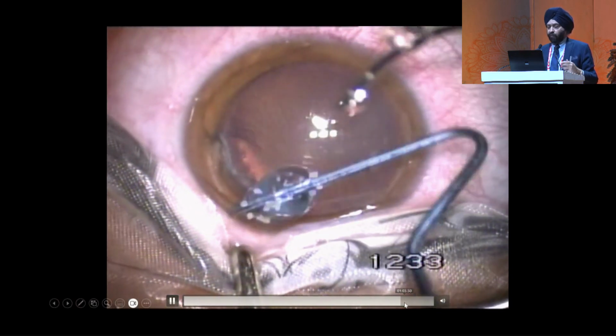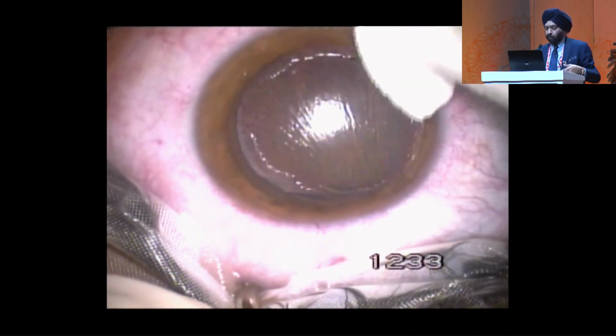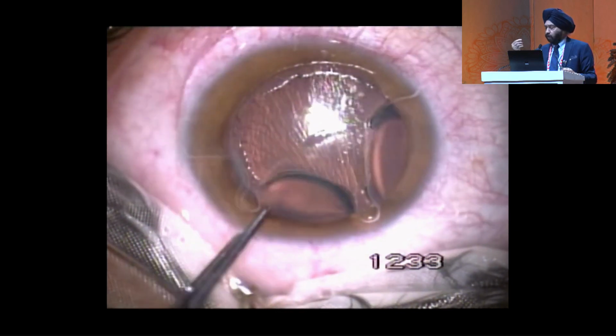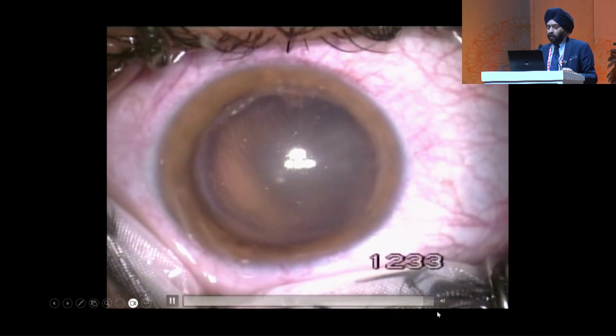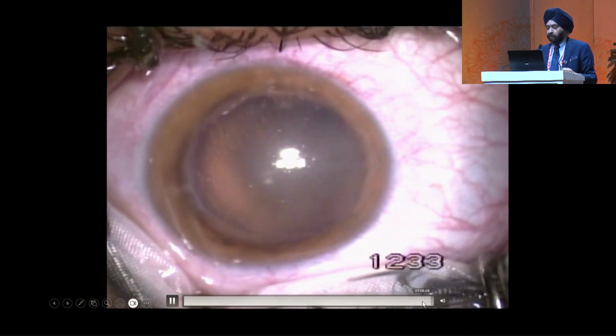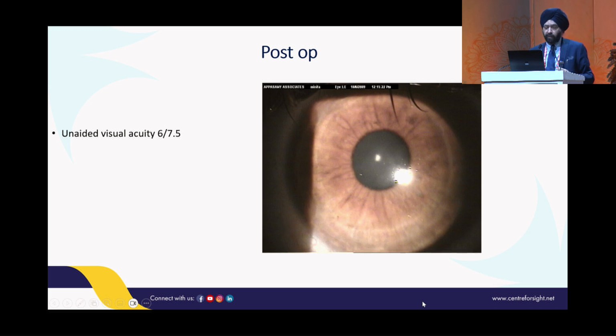But once you have done the proper massage, maybe use a little bit of a hot spatula and put a bandage contact lens, the next day this is what you get, and in the next few days this is what you have, and the patient recovered good visual acuity.